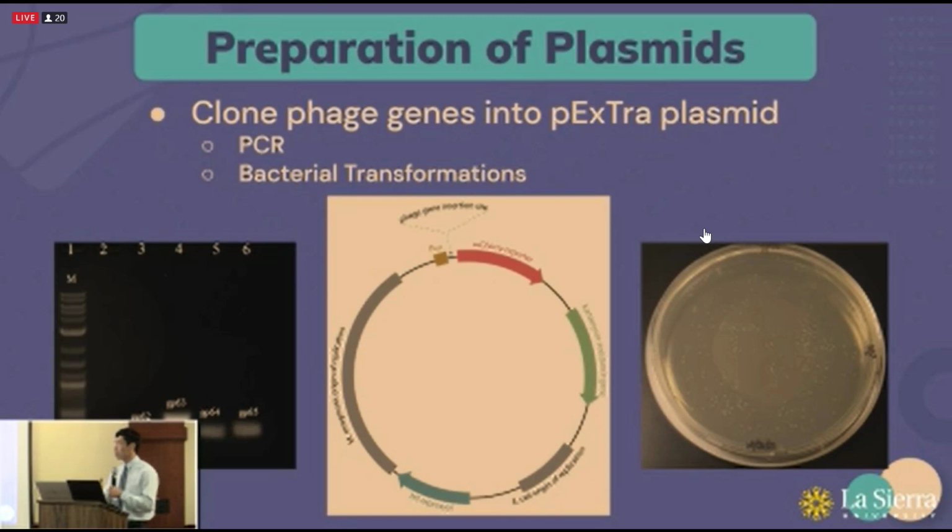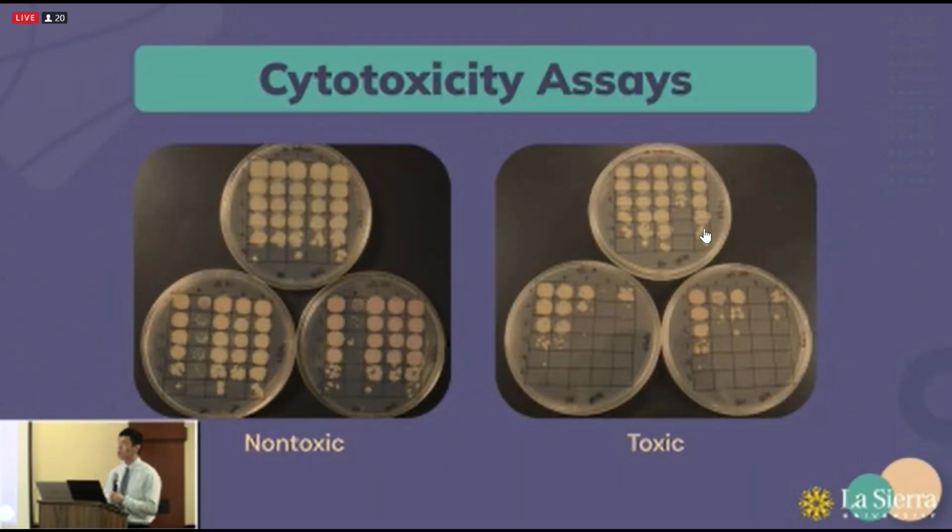So after we created this giant library, we were able to do something called cytotoxicity assays. Basically, we grew bacterial colonies on the agar plates, and then we tested to see the effects of phage gene expression on bacterial growth. If the bacterial growth was inhibited in any way, we can label these genes as toxic.